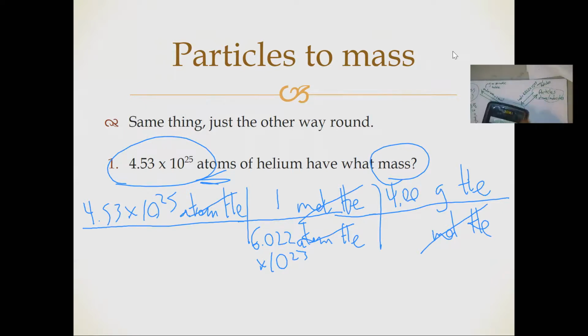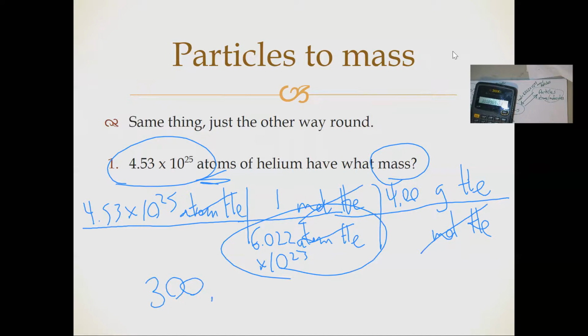So now it's a matter of entering in the calculator. 4.53, and then I have to do the exponent to the 25th. I'm going to divide that by this number in the bottom here, which is 6.022 exponent 23. Okay, and then I'm going to multiply it by 4, and I'm going to enter, and I'm going to get 300. It looks like 300, and then it goes 0.9 if I round up.